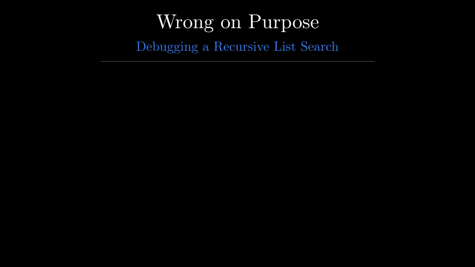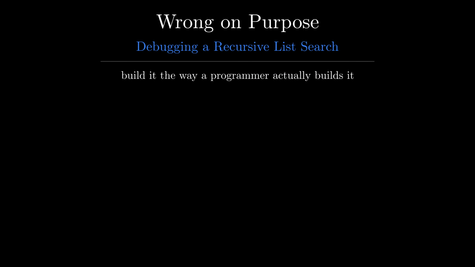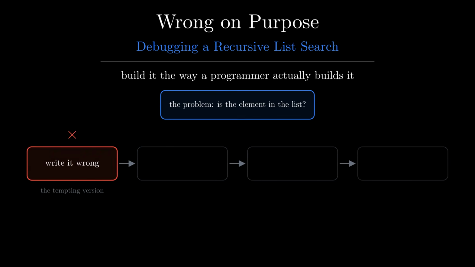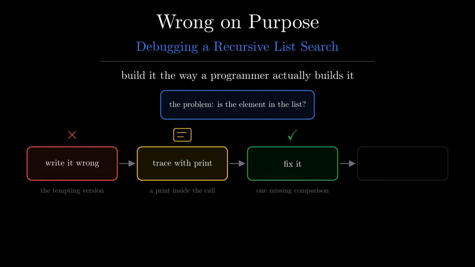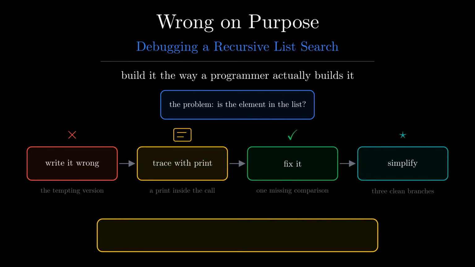Every textbook shows you recursive functions that are already beautiful. Nobody writes them that way. In this video, we build a recursive membership test the way a programmer actually does. We write a version that is wrong, watch it fail, hunt the bug with a print statement, fix it, and only then clean it up. Along the way, we meet a rule that makes recursion click. Every return statement must hand back the same type.